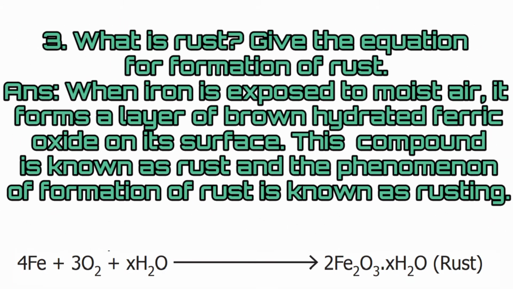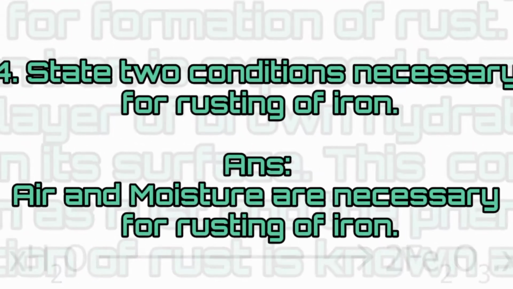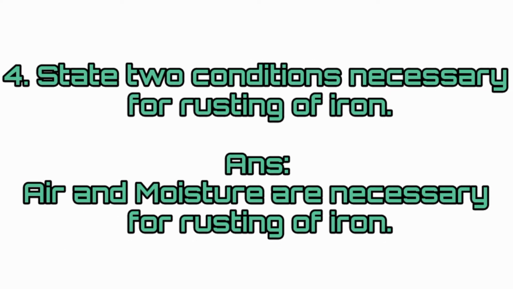Question number 3. What is rust? Give the equation for formation of rust. When iron is exposed to moist air, it forms a layer of brown hydrated ferric oxide on its surface. This compound is known as rust, and the phenomenon of formation of rust is known as rusting. 4Fe plus 3O2 plus xH2O gives 2Fe2O3.xH2O, rust. Fourth question. State two conditions necessary for rusting of iron. Air and moisture are necessary for rusting of iron.